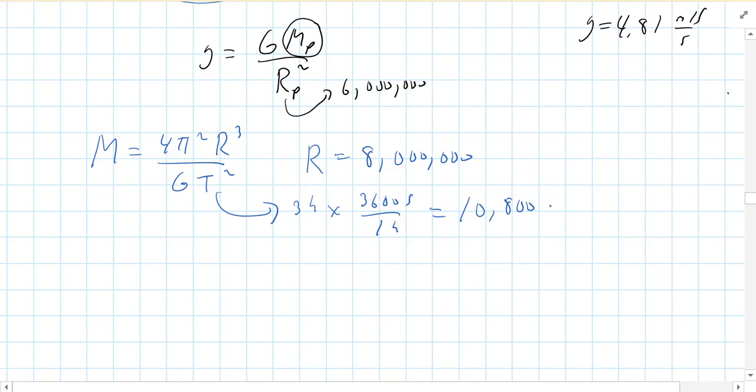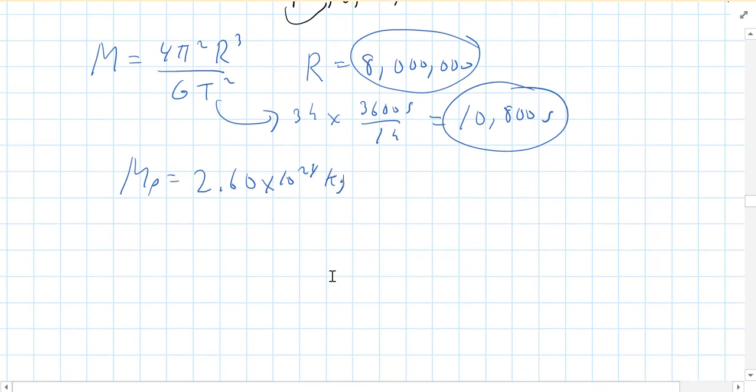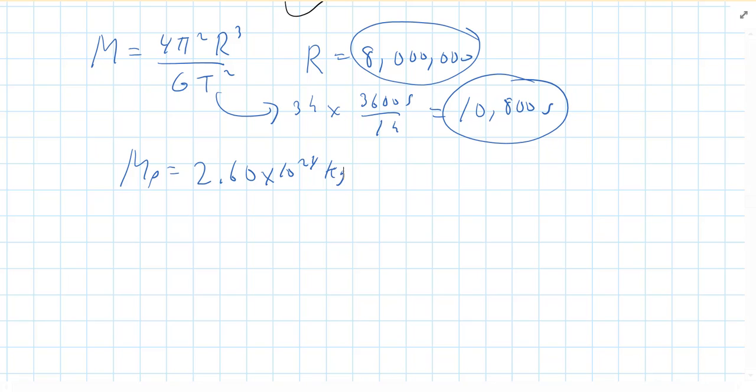10,800 seconds. Okay, so if you plug this in for R and this in for T and do all that stuff there, you're going to get the mass of the planet. When I did this, I got 2.60 times 10 to the 24th kilograms. So now, by the way, Earth is about 6 times 10 to the 24th. So this is a less dense planet than Earth. It's about the same size, but less than half the mass.